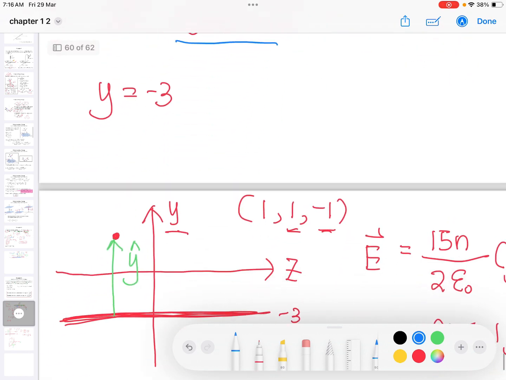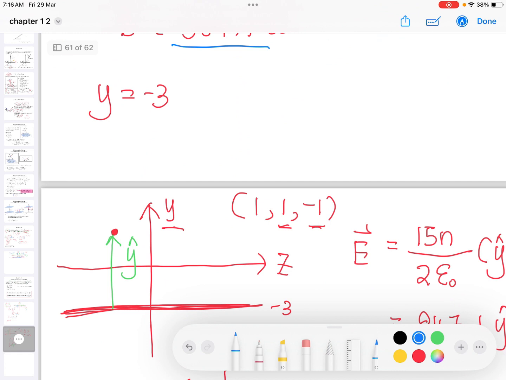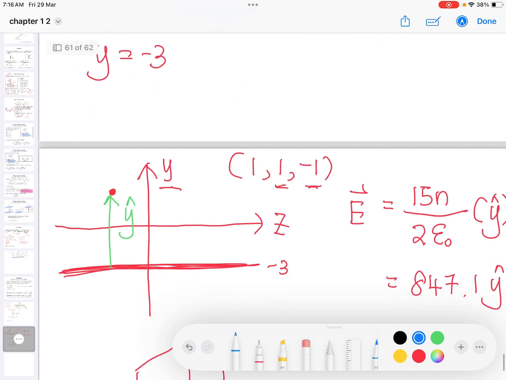Next, we move on to the plane of y equals negative 3. So I'm putting the y axis over here, and then I put my plane at the position negative 3. And then I pick one more axis. So I pick the z axis. So z is negative 1 over here, and y is 1. Right. So I get my observation point.